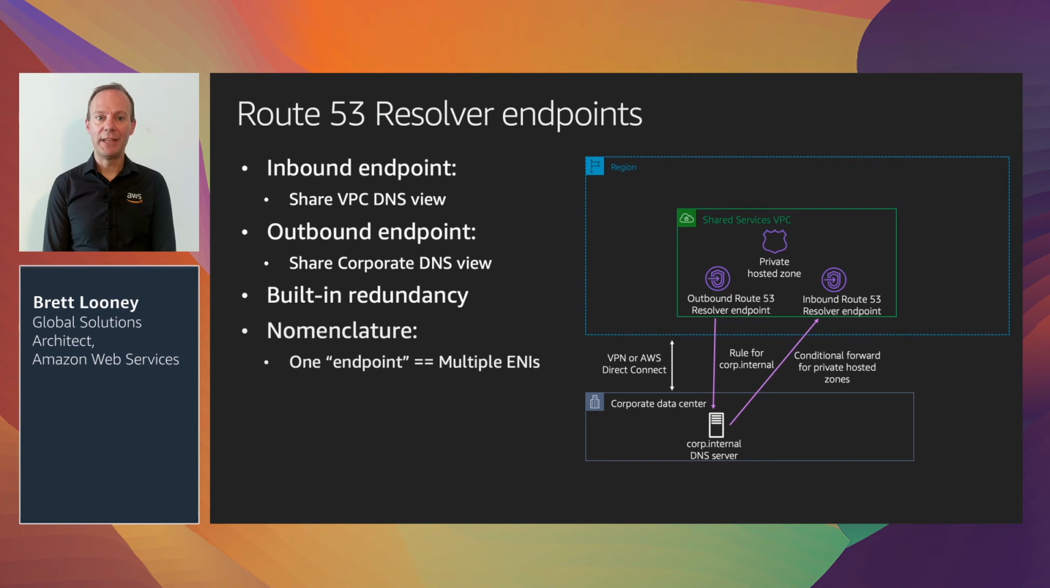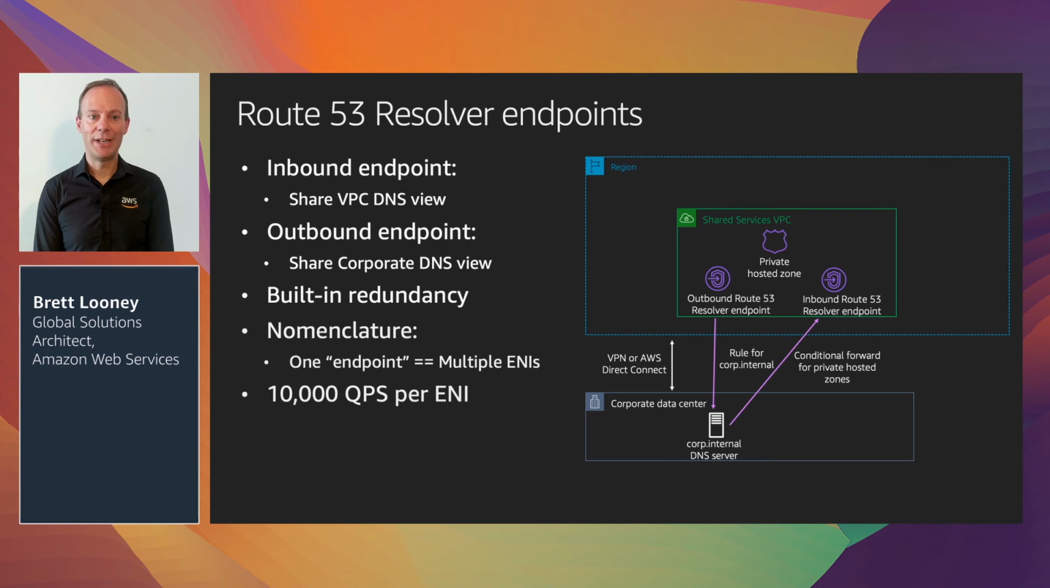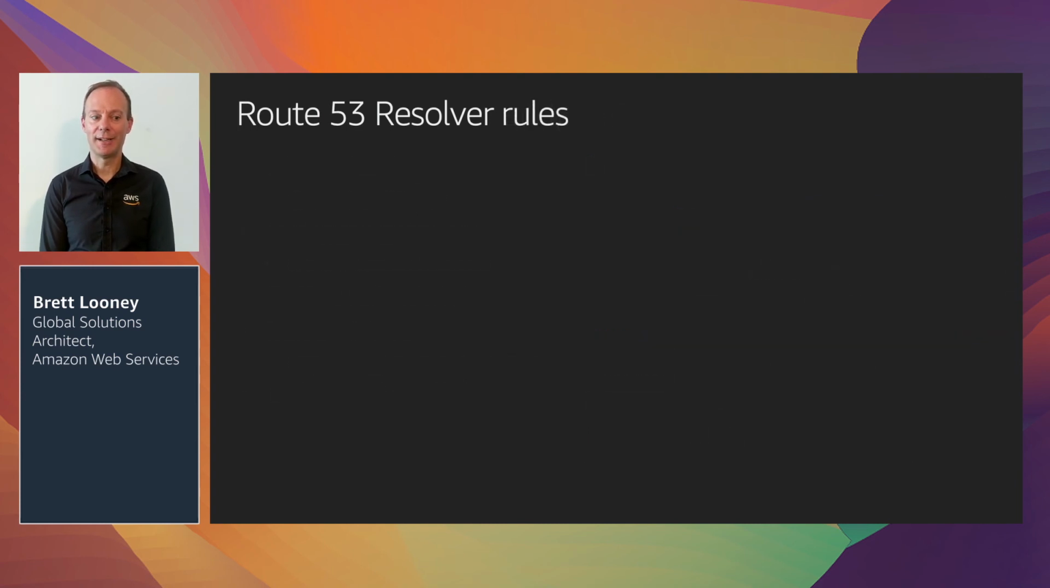Okay, and the one thing you've got to be aware of again, because this is kind of delivered via PrivateLink, is that one endpoint equals multiple ENIs in your VPC. There is a limit of 10,000 queries per second. That sounds like a lot, but if you've got a large amount of infrastructure, just watch out for that. And we do have a CloudWatch metric that will help you with that.